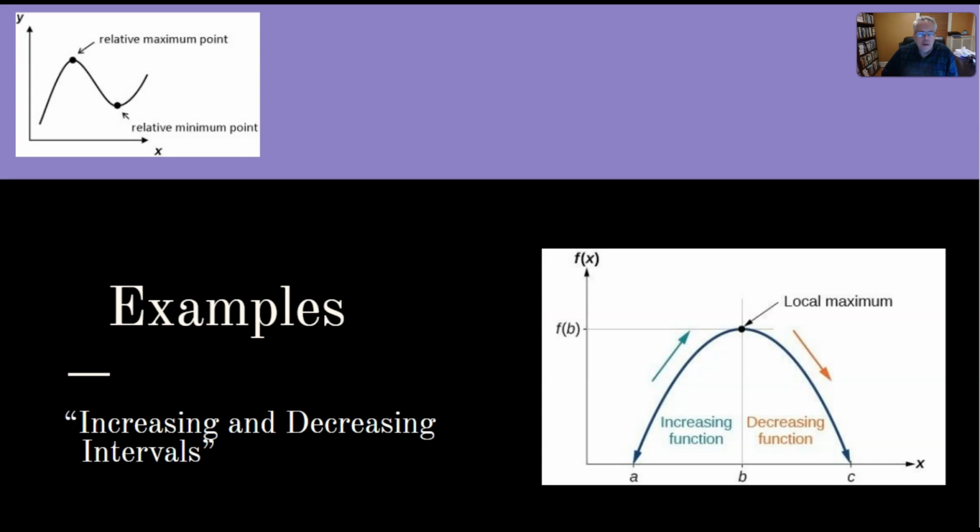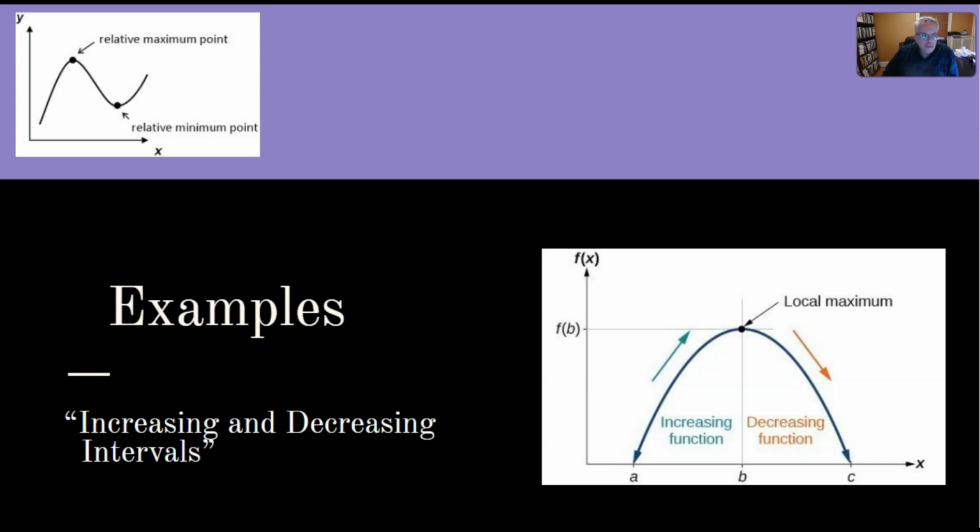Hi, this is Mr. Miller, and in this video, we're going to talk about how to find the intervals where a function is increasing and decreasing. And along the way, we're going to talk about local maximum and minimum points. Another name for those is relative maximum and minimum. Okay, so here we go.